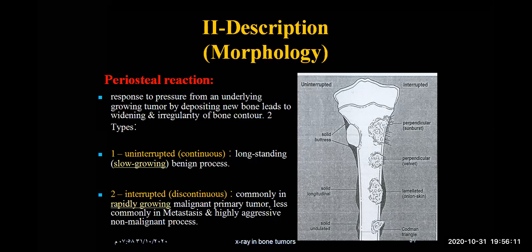Okay, the continuous periosteal reaction means the tumor is a slow growing tumor. So most likely it is a benign lesion. Okay? And vice versa. If it is discontinuous, it implies this is most likely a malignant lesion, a rapidly growing lesion. Okay?